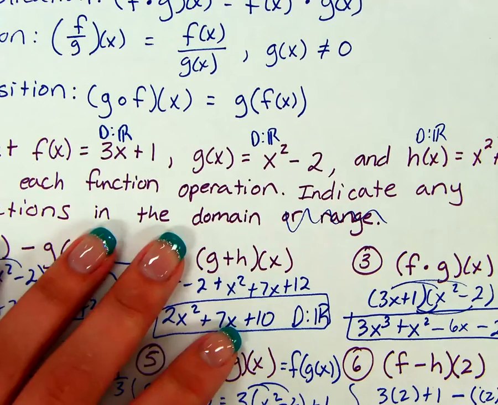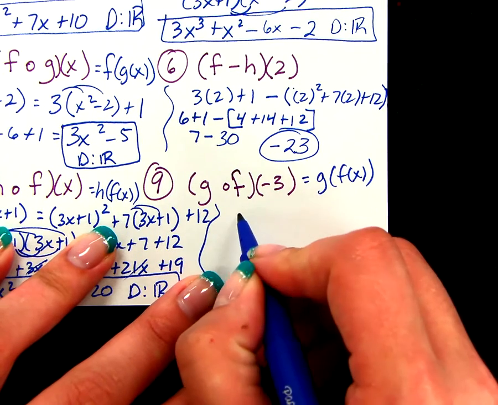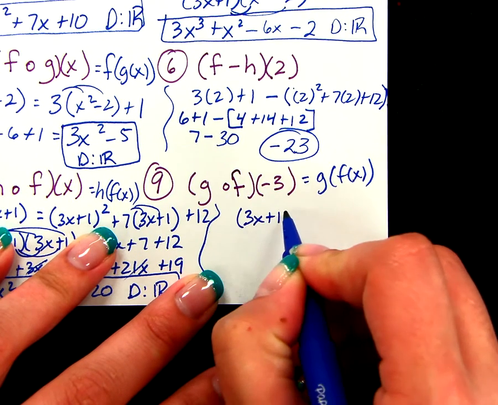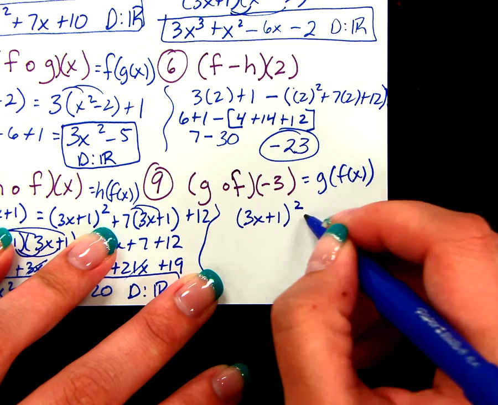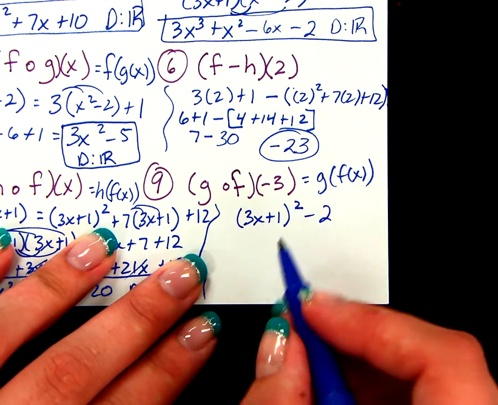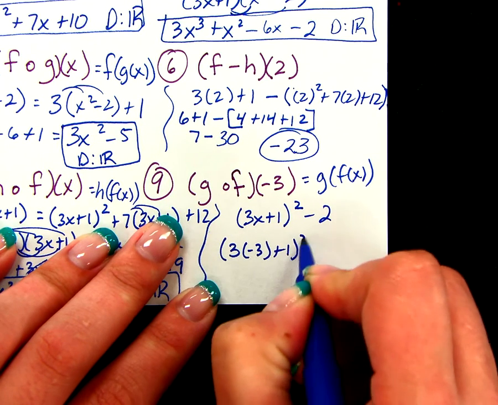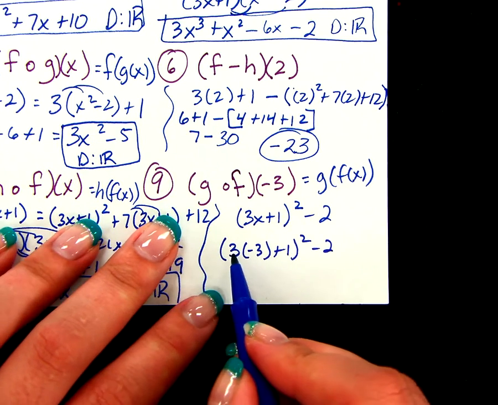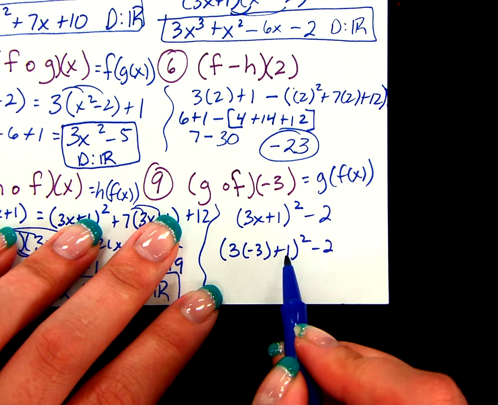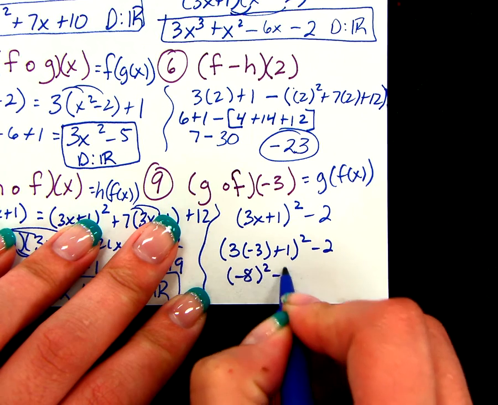Okay. So again, our f of x equation is 3x plus 1, so I'm going to substitute that into this spot. Okay, so that means that we will have 3x plus 1 quantity squared, and then minus 2. So now what I'm going to do is I'm just going to replace that x with negative 3. So we will have 3 times negative 3 plus 1 quantity squared minus 2. So that will be negative 9 plus 1. So let's see, negative 9 plus 1 will be negative 8 squared minus 2.